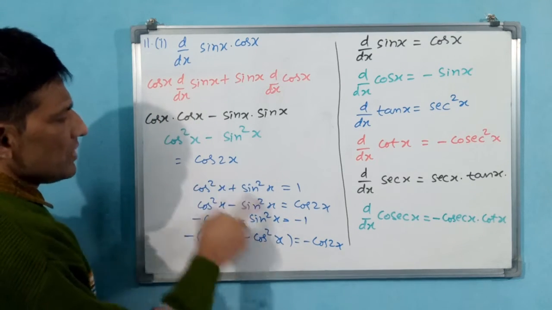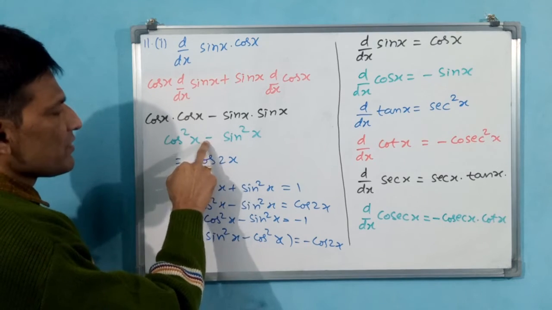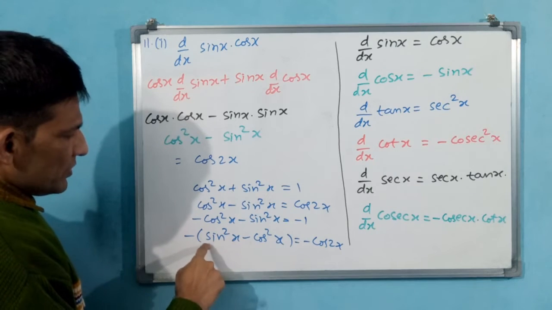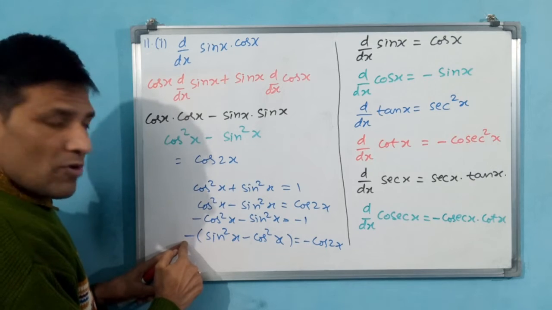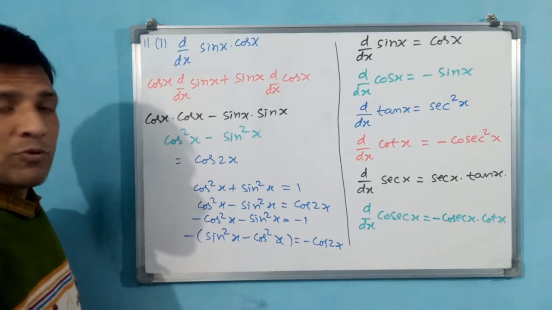Minus cos 2x. Cos 2x minus cos 2x. Why? Because here if cos is positive, sin is negative, cos square x minus sin square x is cos 2x. If sin is positive, cos is negative, then you take minus outside common and minus cos 2x you write. Okay, like that you have to proceed.